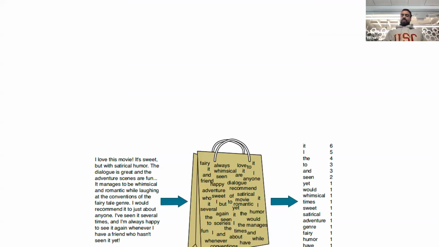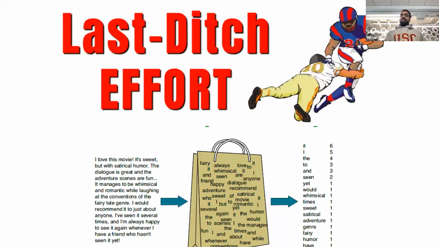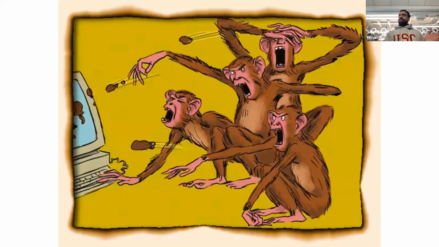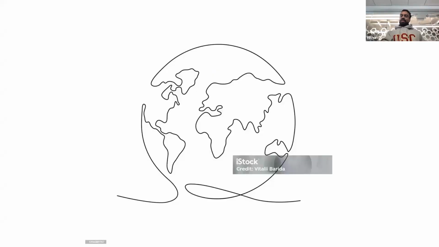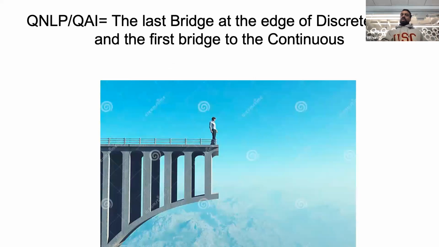If you look at the bag of words, it really is the last-ditch effort from the side of the scruffy guys. They're basically just throwing everything at the computer and hoping something sticks. The more you throw, something is going to stick, which is why you have ChatGPT. It doesn't make any sense why you need so much data to learn small things, right? So of course it works. But the simple solution is, we live in a continuous world, and of course, we need continuous tools to work on it. So quantum AI, or QNLP, is what we call the last bridge at the end of the discrete world and the first bridge to the continuous one.